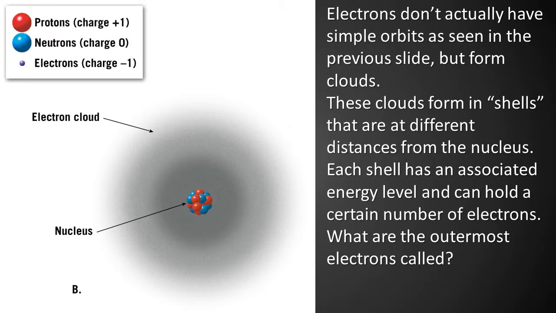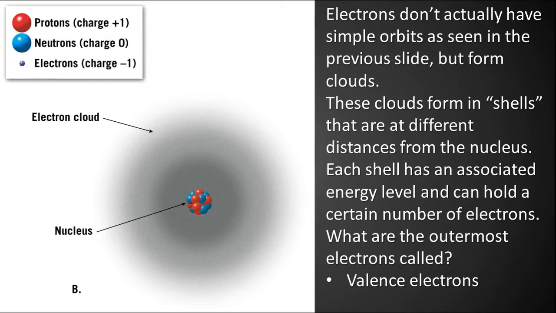This figure shows that these orbits are actually clouds of electrons. However, different electrons do exist in different distances from the nucleus, depending upon the energy state of those electrons. These orbits are called shells. The outermost shell is called the valence shell. From your reading, what are the electrons that are in the outermost shell called? That's right, valence electrons.